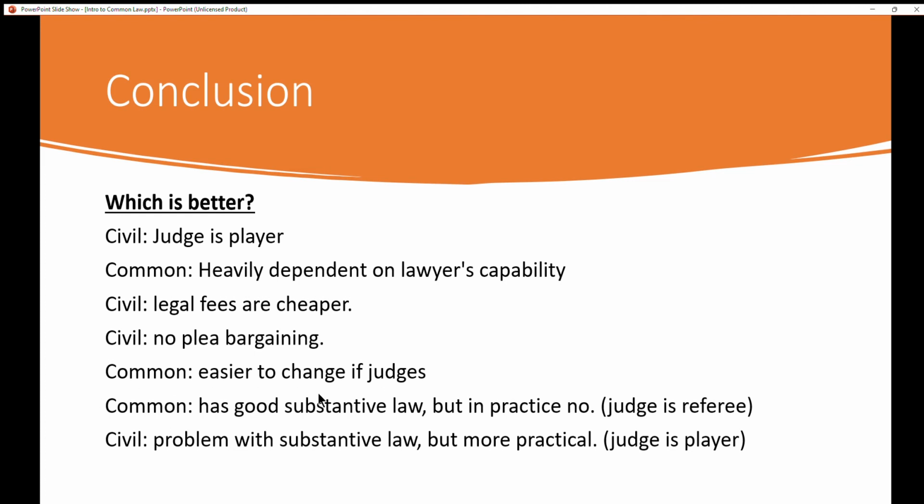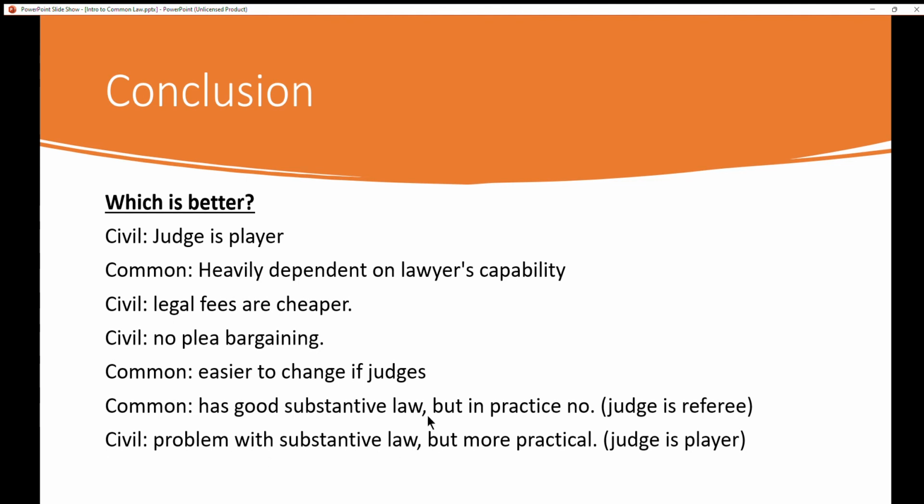Okay, so it's quite good. But in practice, because the judge is just a referee, sitting back and letting the parties fight, sometimes you don't get justice. Okay, a lot of times.